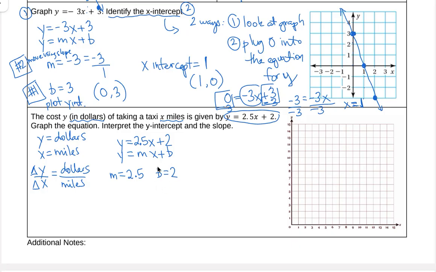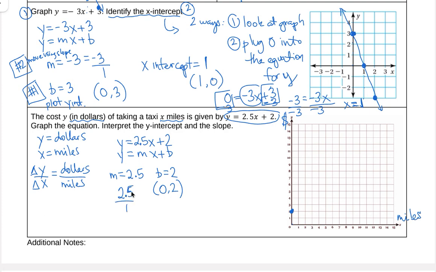So we're going to start plotting our point on the y-axis. But before we do that, we need to label what goes where. So this is where my units come in. So over here I said y was dollars and x is miles. So I know what I'm doing here, okay? So it says that the y-intercept is 2, which means that is the coordinate point 0, 2. So 0, 2. Then my slope is 2.5, which is also 2.5 over 1.